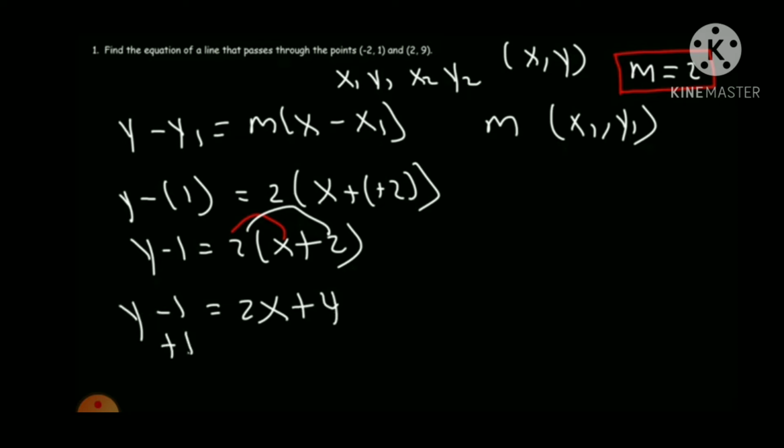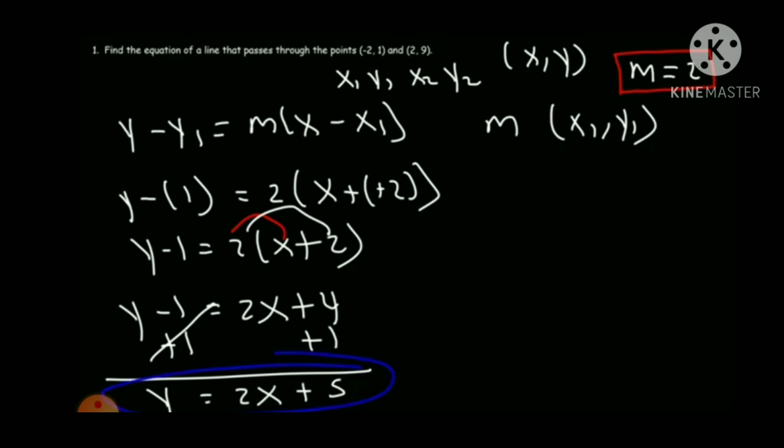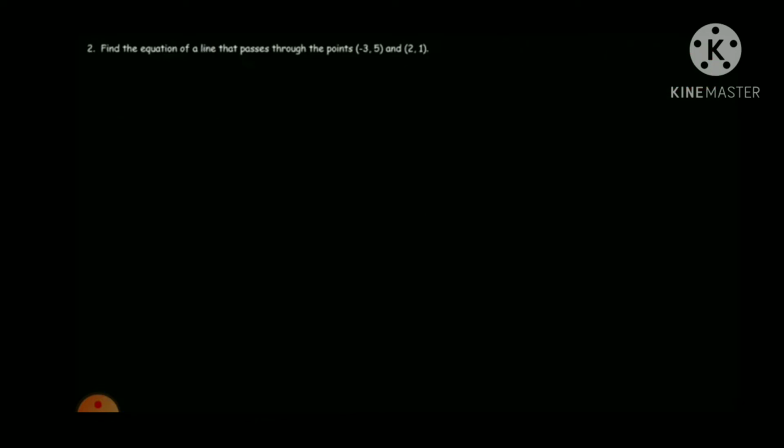Next, we need to add 1 to both sides. So we're going to get y is equal to 2x, and then 4 plus 1 is 5. So this is the answer right here. That's how you could find the equation of a line given 2 points.